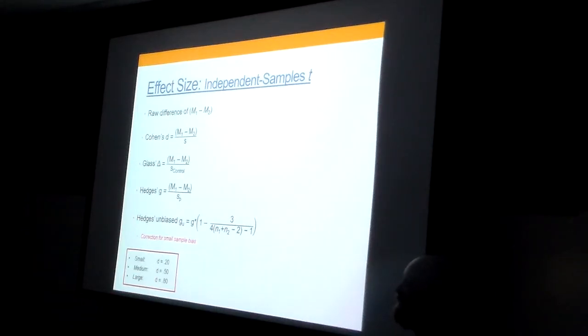Glass's delta is nice because we can interpret the difference in the means relative to the variability that we would expect if we just weren't doing anything at all, right? Given just a standard baseline state of affairs, based on how we would expect things to operate in the universe, this is the amount of difference we get in terms of standard deviation, okay?